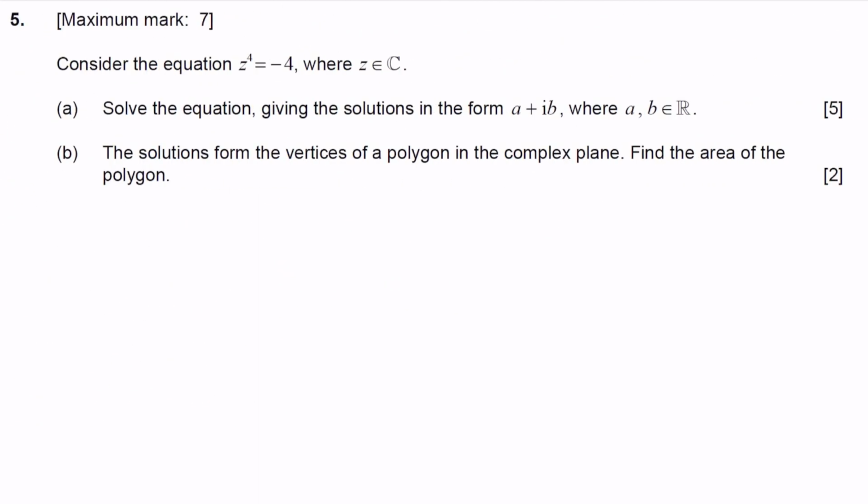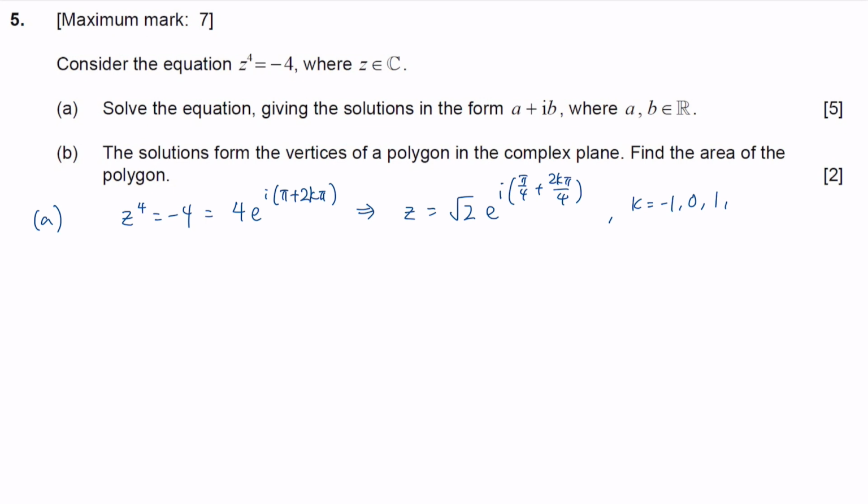Question 5, consider this equation, z to the power of 4 equals minus 4. So solve the equation now. Z to the power of 4 equals minus 4. That's actually 4e to the power of i pi. And then to generate more roots, we add 2k pi to the argument. So this means that z is actually root 2 times e to the power of i, pi over 4 plus 2k pi over 4, for k equals the numbers 0, 1, 2 and 3.